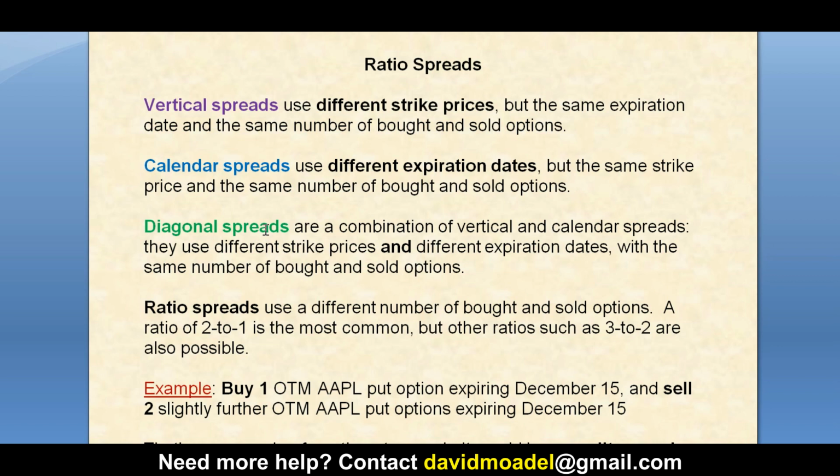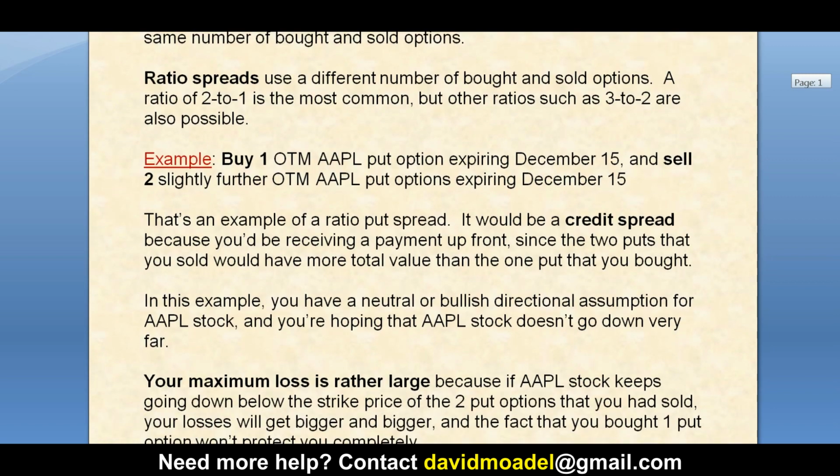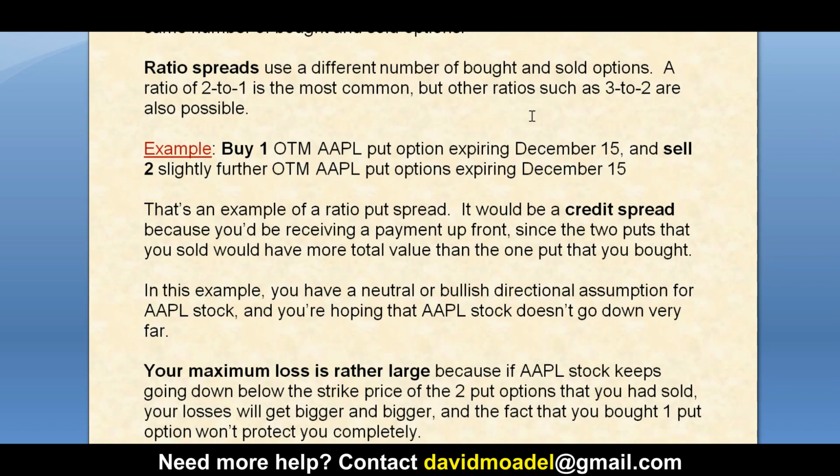What if you bought and sold different numbers of options? Then it would be a ratio spread. So ratio spreads use a different number of bought and sold options. A ratio of 2 to 1 is the most common, but other ratios, such as 3 to 2, are also possible. But we're going to stick to the most popular ratio, which is 2 to 1, for these examples today.